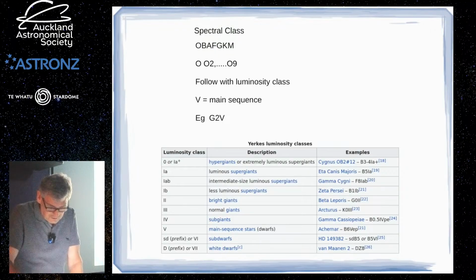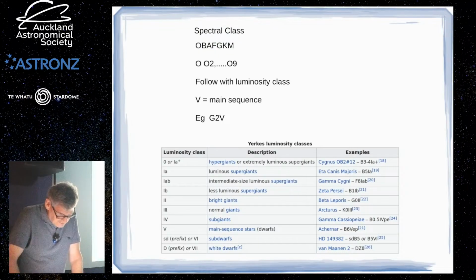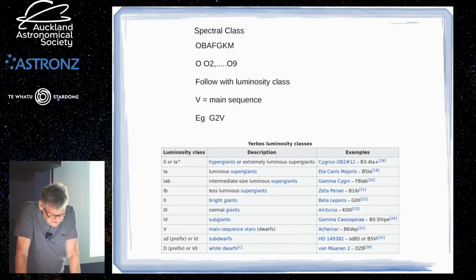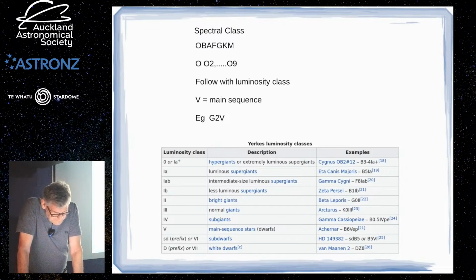You can also have giant stars, supergiants. It's got a list of the various luminosity classes there. It gives some examples, like Arcturus is a luminosity class Roman numeral 3, which is a normal giant, and you can have hypergiants, as it says there.